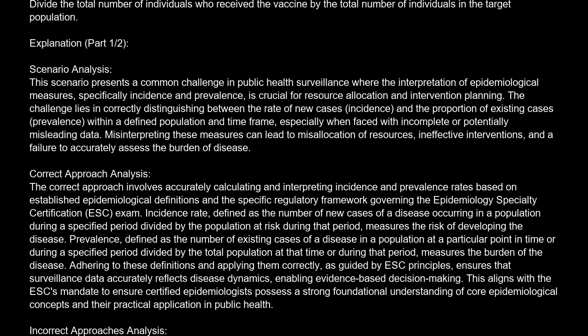Correct approach analysis. The correct approach involves accurately calculating and interpreting incidence and prevalence rates based on established epidemiological definitions and the specific regulatory framework governing the Epidemiology Specialty Certification (ESC) exam. Incidence rate, defined as the number of new cases of a disease occurring in a population during a specified period, divided by the population at risk during that period, measures the risk of developing the disease. Prevalence, defined as the number of existing cases of a disease in a population at a particular point in time, or during a specified period divided by the total population at that time or during that period, measures the burden of the disease.